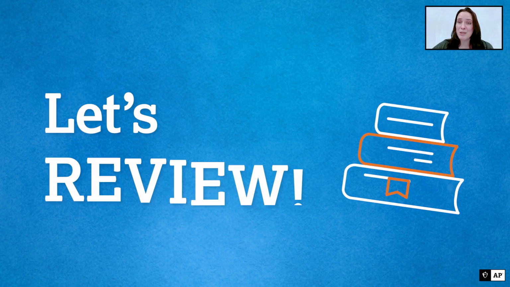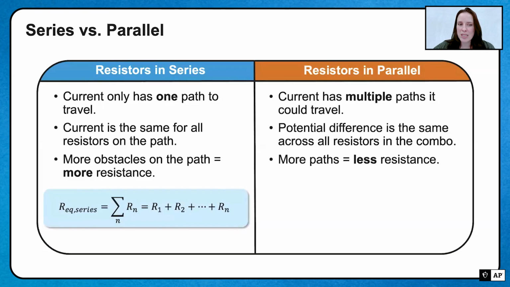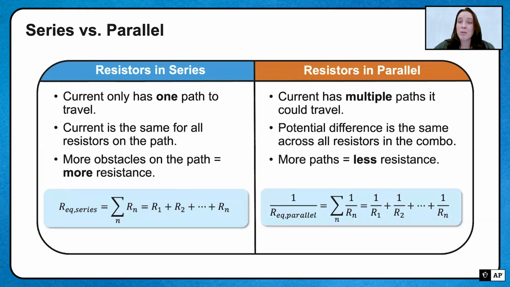Before we begin, let's do a little bit of review. Previously, we talked about resistors in series and parallel. For resistors in series, current only had one path to travel. Current was the same for everybody on that path, and more resistance on the path meant more equivalent resistance. Resistors in parallel, on the other hand, had multiple paths that current could travel. The potential difference was the same across all of the resistors, and more paths to travel meant less resistance. And we added up the reciprocals instead to figure out our equivalent resistance.